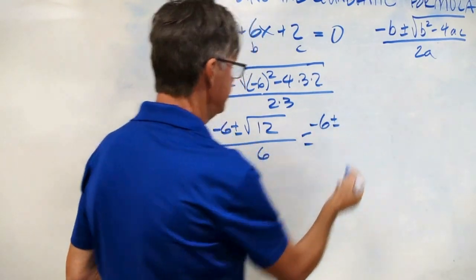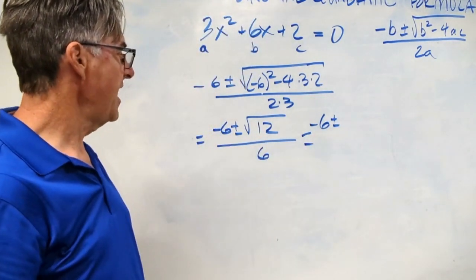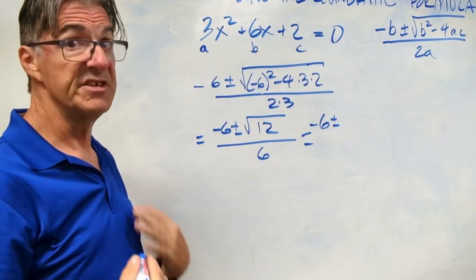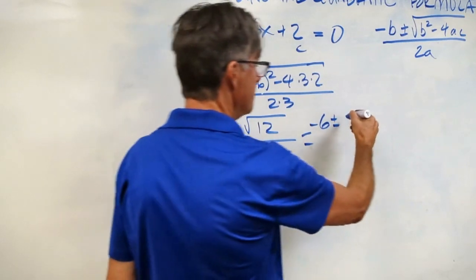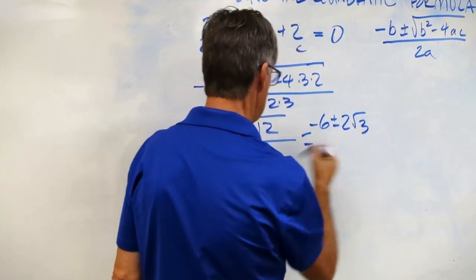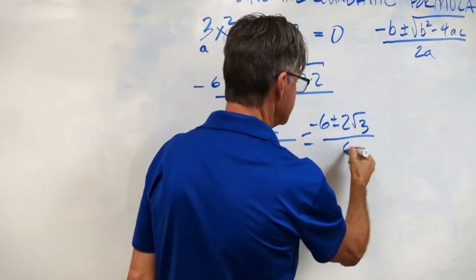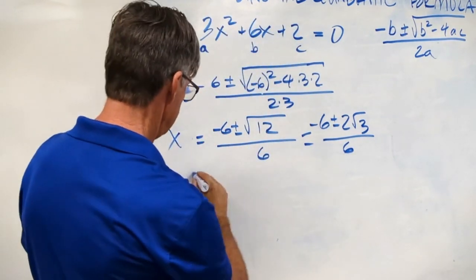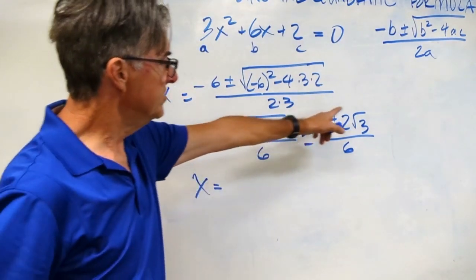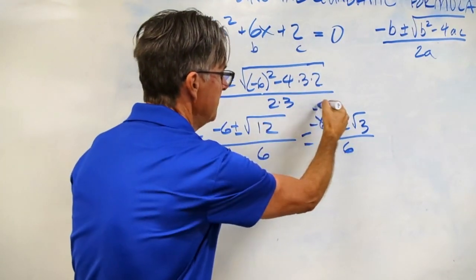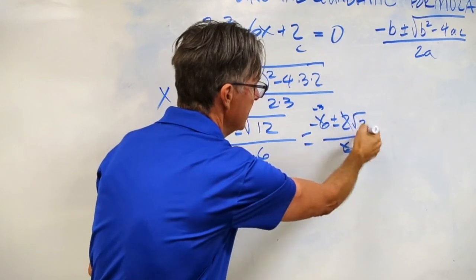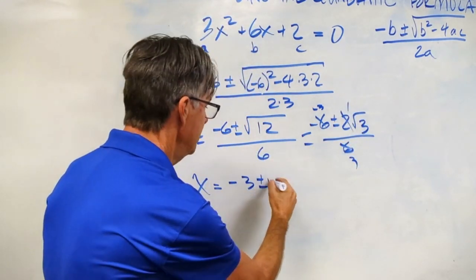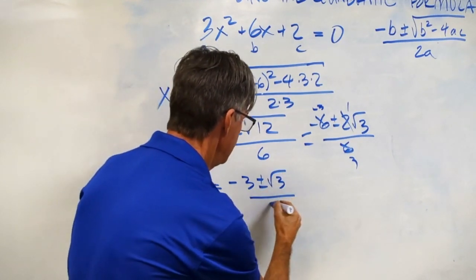Negative 6 plus or minus, now 12 is the same as 3 times 4. 4 is a perfect square. It comes out of the root as its square root, which is 2. So that would be 2 root 3 for the root 12 all over 6. This is all x equals. So we can finally finish that by reducing this down. That becomes a minus 3, and that goes away, becomes a 1. So we get minus 3 plus or minus root 3 over 3.